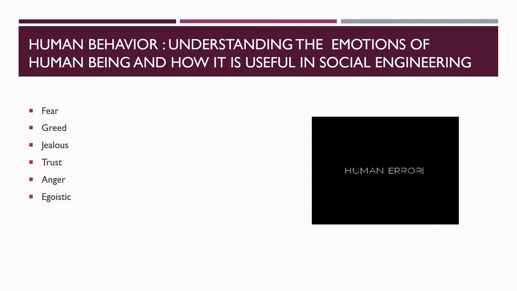Then there are some people who are not able to trust anyone at the moment. They take so much time to trust anyone. Some people are of the anger type. They are very aggressive. They can be aggressive at any point. Then there are some egoistic people. They have so much ego in their pocket. So these people are easily vulnerable.